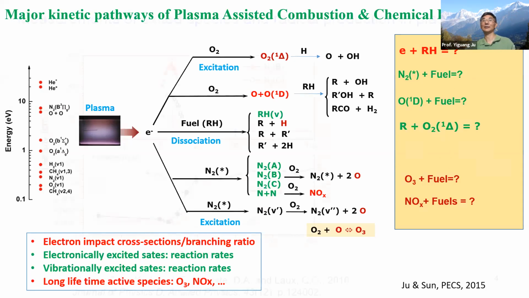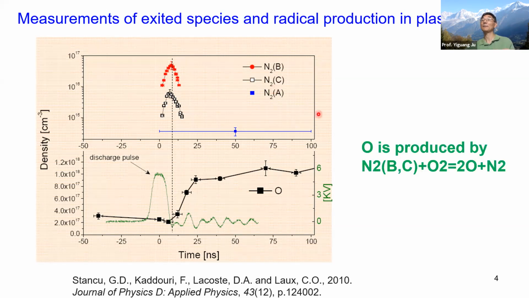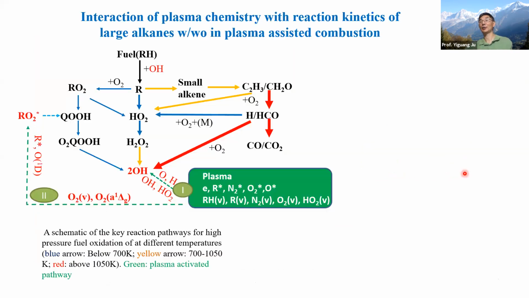This I talked about before, that is done by Professor Laux, with a nanosecond discharge, and he measured the nitrogen excited states and then atomic oxygen formation, that gave him the confidence to conclude that atomic oxygen generation through this electronically excited nitrogen is the main reaction channel in plasma-assisted combustion. That means O is mainly produced by nitrogen B and C states, electronically excited, and form 2 oxygen. So this is one conclusion.